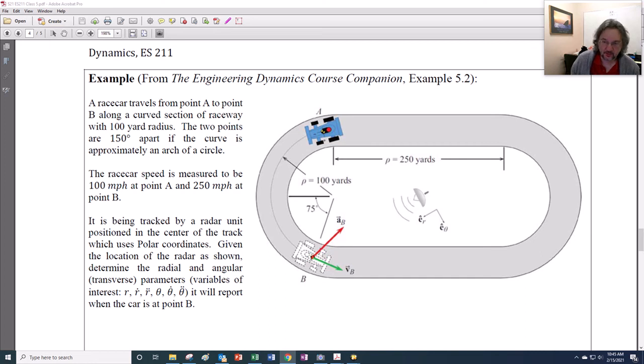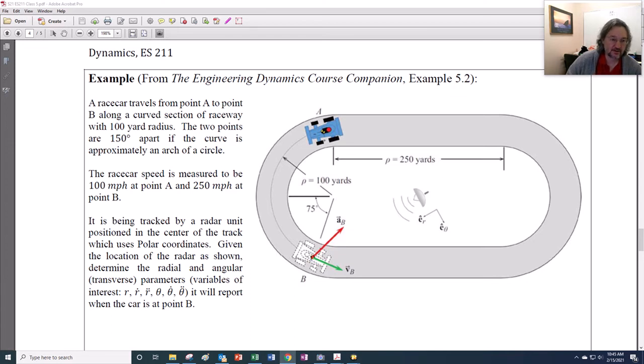Here's a problem for class 5, an example problem. I'm adding this kind of at the last minute. I noticed that a previous example was too much like the homework problem, and I kind of wanted to replace it for a while anyway. So this is an excerpt from my book, The Engineering Dynamics Course Companion.